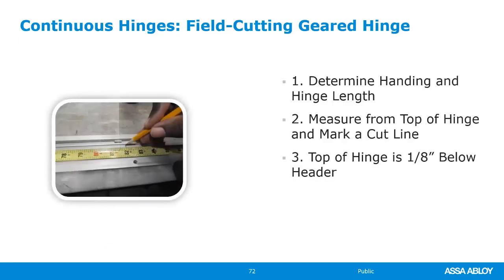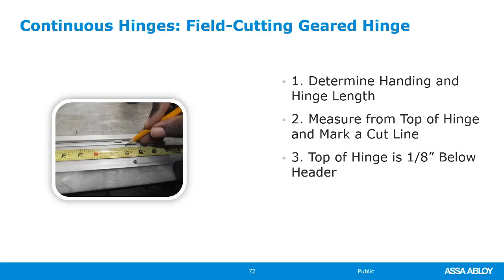Now, let's talk about field cutting the gear hinge. Hinges are non-handed. However, once the hinge is cut, the hinge becomes handed. The measurement does not allow you to cut at least a quarter inch below the last bearing. Then the top has to be cut so that there is at least a quarter inch below the last bearing. So you want to determine handing and hinge length.